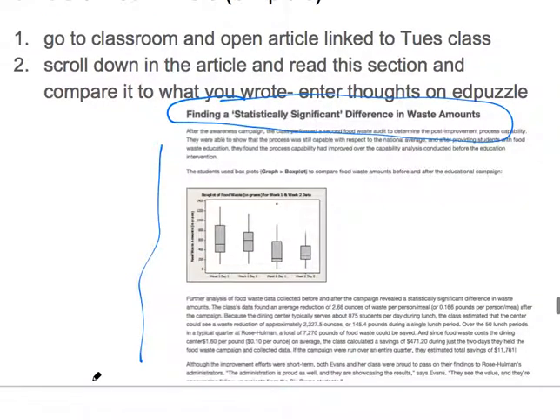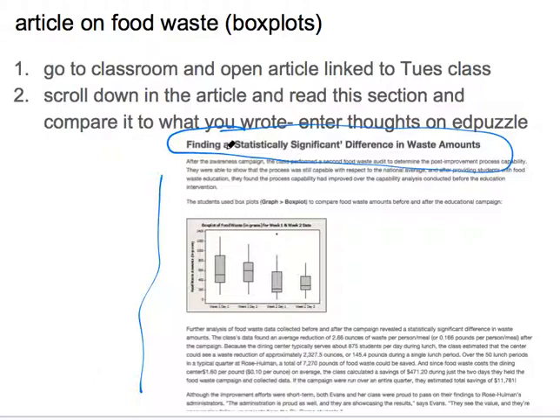Okay, and that is it. And make sure you answer those in Edpuzzle so I can look over your thoughts. That's it.